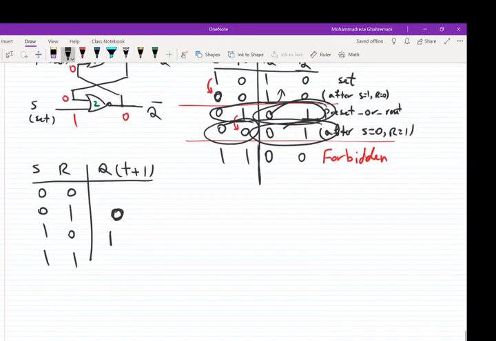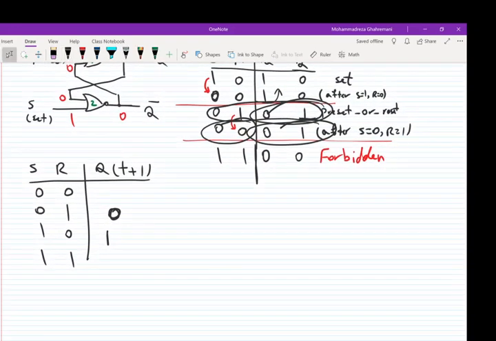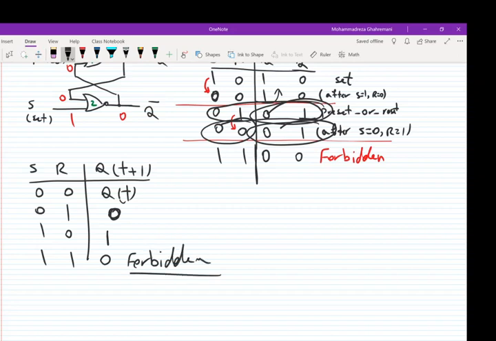Okay, so we can say if S and R are 0, Q of t plus 1 is equal to Q of t. The Q of t plus 1 is the same thing that was Q of t. And of course, 1 and 1 gives the output of 0, 0, which of course is forbidden. We are not allowed to have this set of inputs.